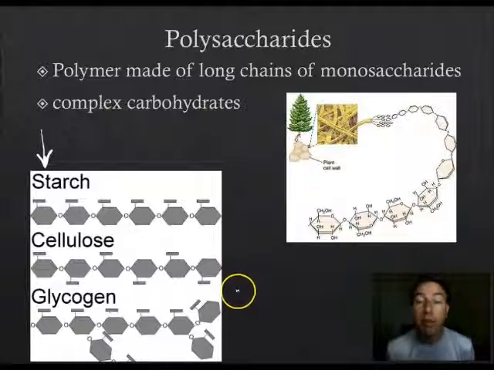The last type of polysaccharide I'm going to talk about is glycogen. Glycogen is created by animals, so it is a polysaccharide created usually in the livers of a lot of organisms, and so it is a large polysaccharide.